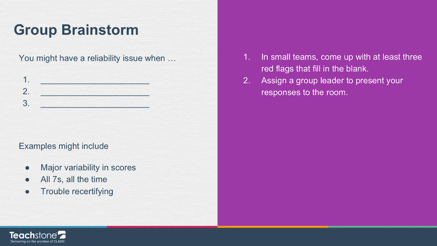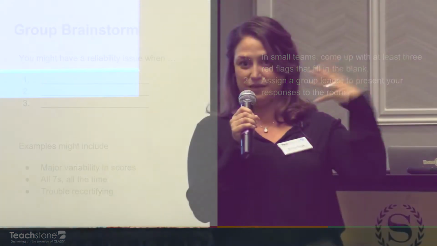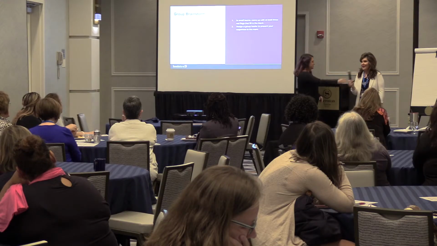So we thought it might be helpful if you had maybe about 3 or 4 minutes to turn to your group and try to answer this question. Maybe just come up with 2 or 3 examples. Fill in the blank. You may have a reliability problem when. Susan will give you some great examples just to get the juices flowing and you thinking about what that might be for your situation and what you've seen. But she's experienced some things and can give you some examples.